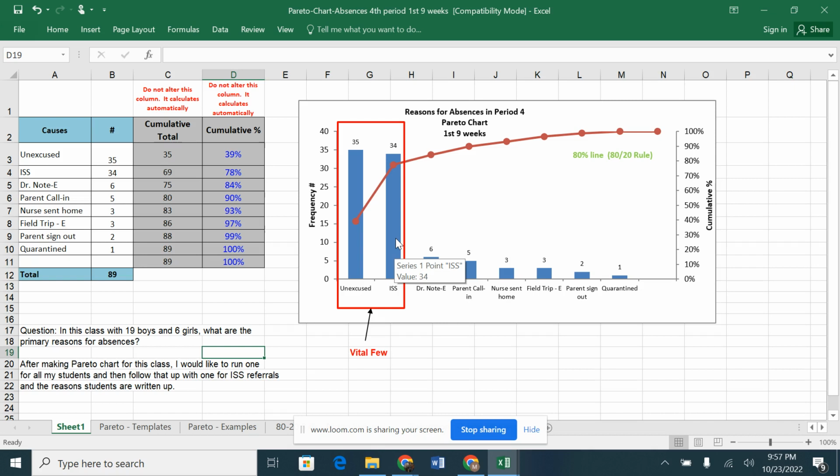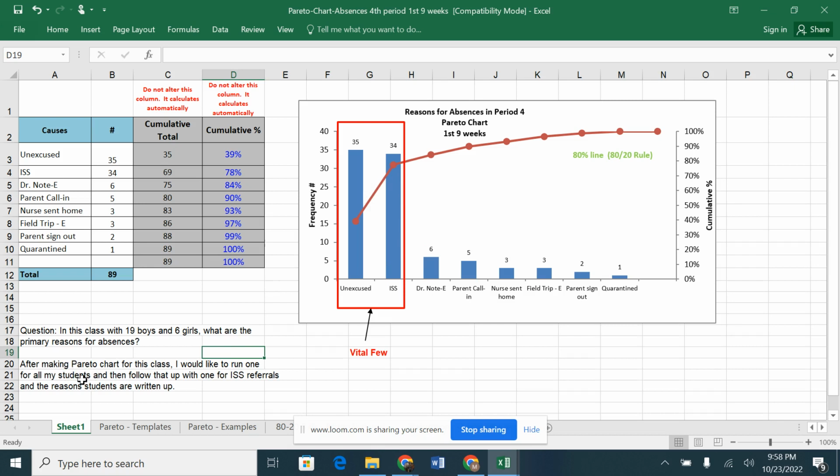So typically, absences are directly tied to grades, and I haven't done this kind of pull for a grade yet, but I will. I have my title here, and I just used the template that was provided for us in the classroom. I don't know that the trivial reasons here, none of these reasons stand out for me. Quarantined was just one, parent signing out was just two, a field trip was three, nurse sending home was three. These really don't make me wonder much, but these two, unexcused and ISS placement, really make me wonder about this class specifically.